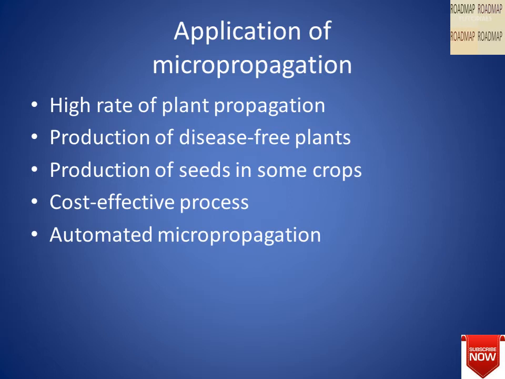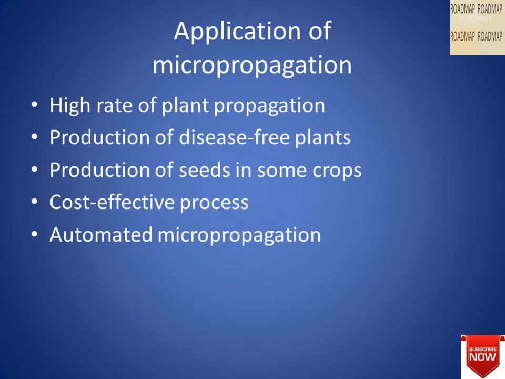The fourth one is that it is a cost-effective process. Micropropagation requires less space, and millions of plant species can be maintained inside culture vials in a small room or in a nursery. The production cost is relatively low. It requires low cost in many developing countries such as India, where the manpower and labor charges are low. So it is a cost-effective process.